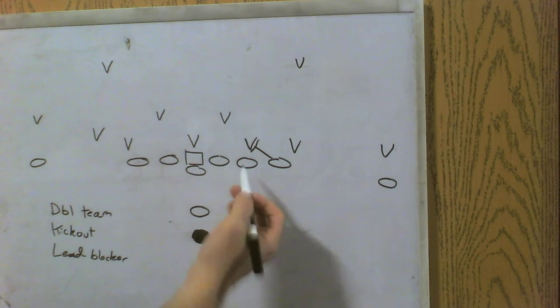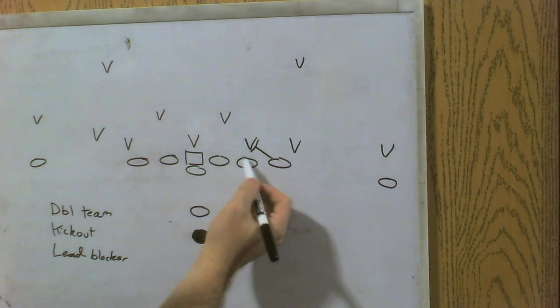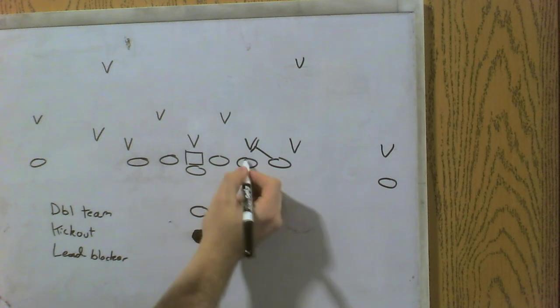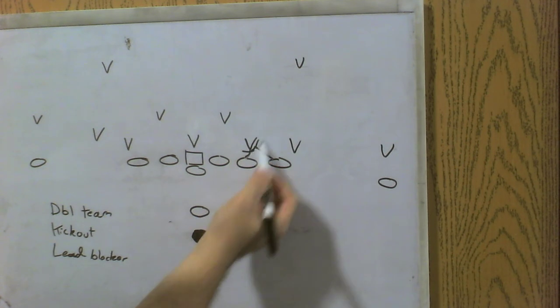The next man inside is the tackle. His rule is on backside. He's going to block whatever's on him or backside of him. This guy is right over him, or considered on him. So he's going to block him. That naturally sets up your double team.